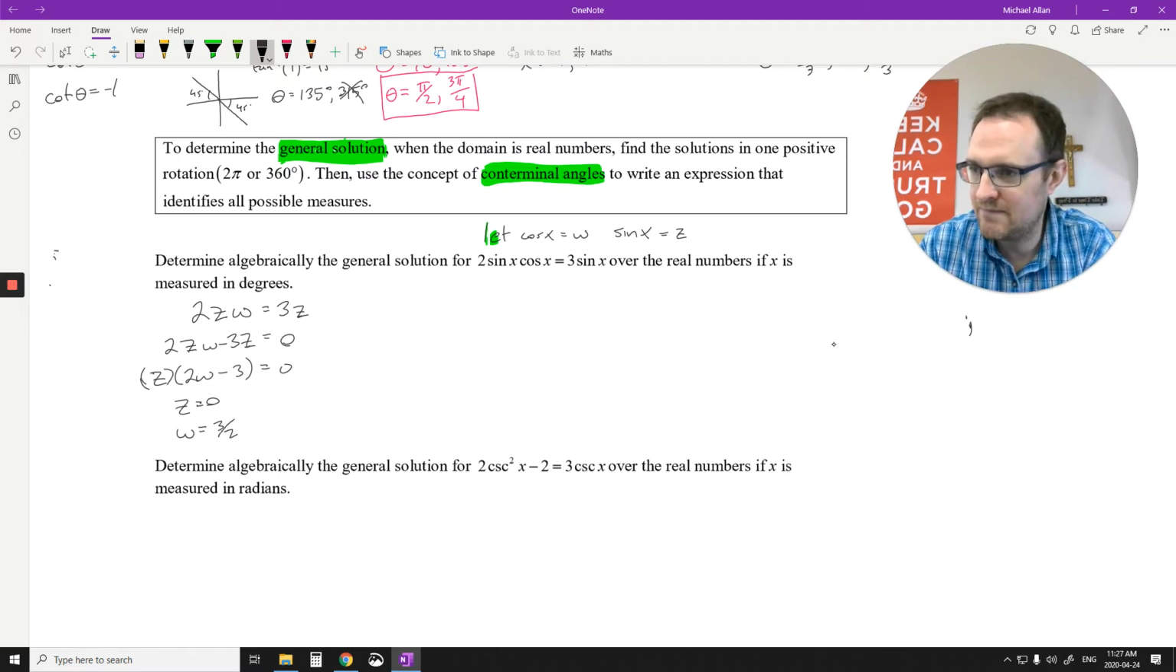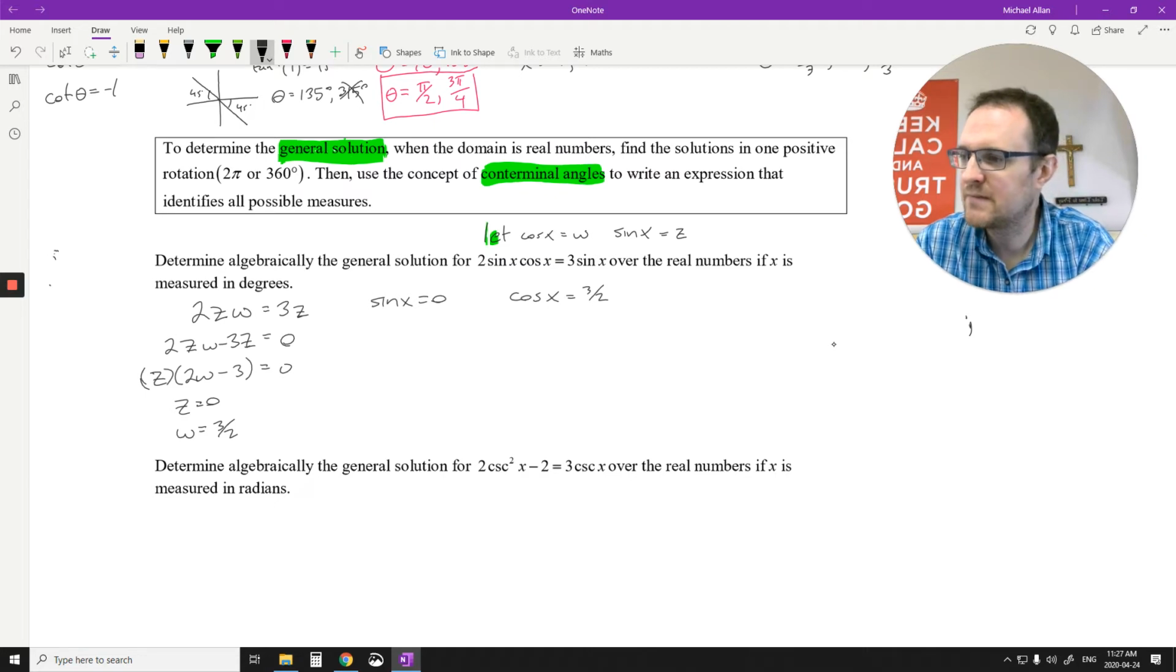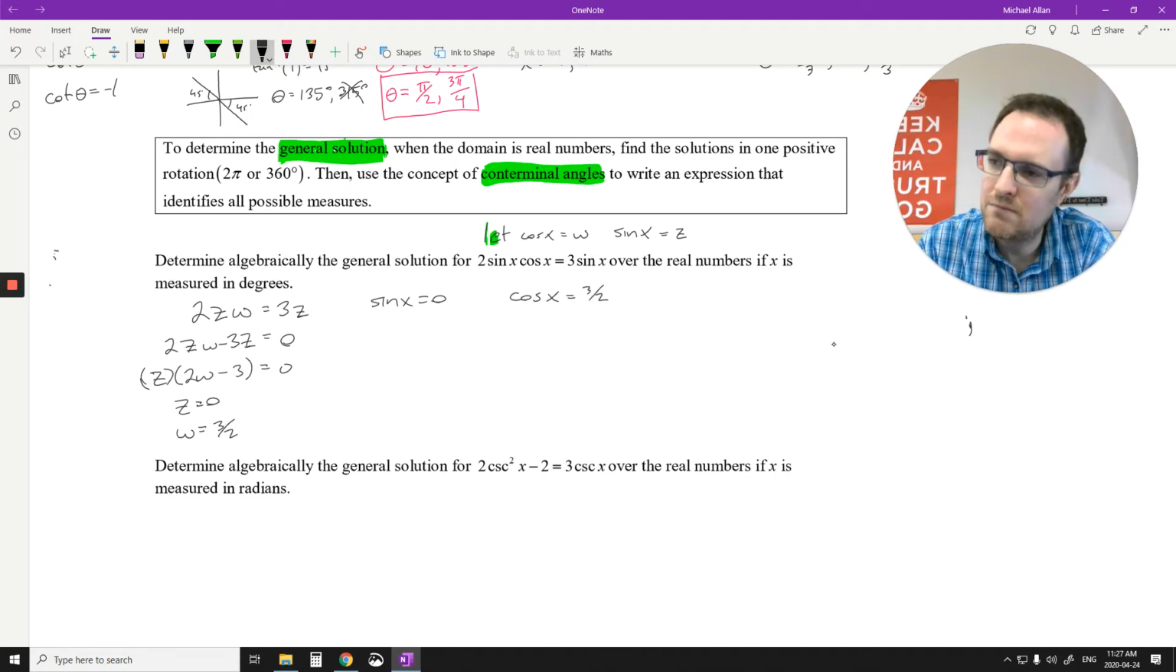Now I said that z is sine x. So sine x could be 0, or I could say cos x is equal to 3 over 2, because that's what w is. Now, cos x equal to 3 over 2 does not work. There are no solutions, again, very similar to before. This is greater than 1. It doesn't work.